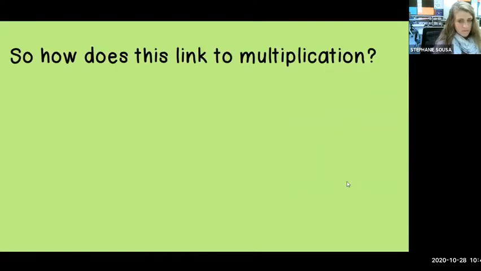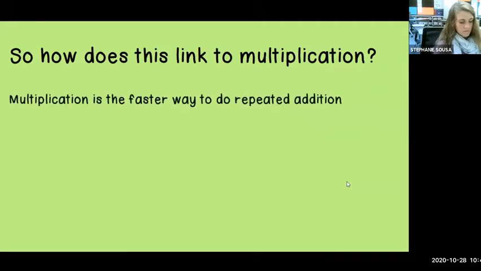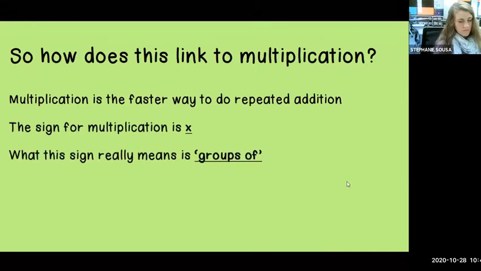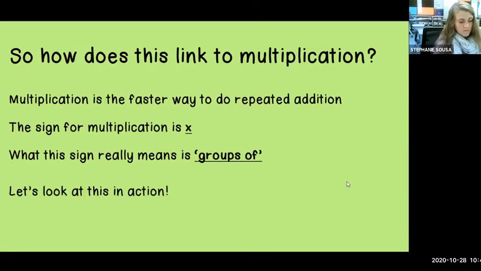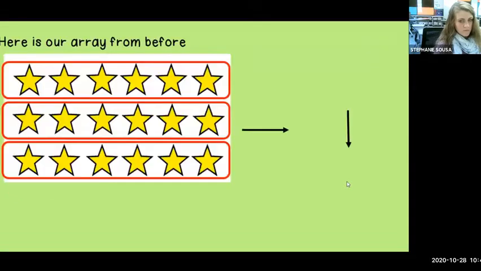So how does all this link into multiplication? Multiplication is the next step. Multiplication is the faster way to do repeated addition. The sign for multiplication is X. What this sign really means is groups of. Let's have a look at how this works in action.